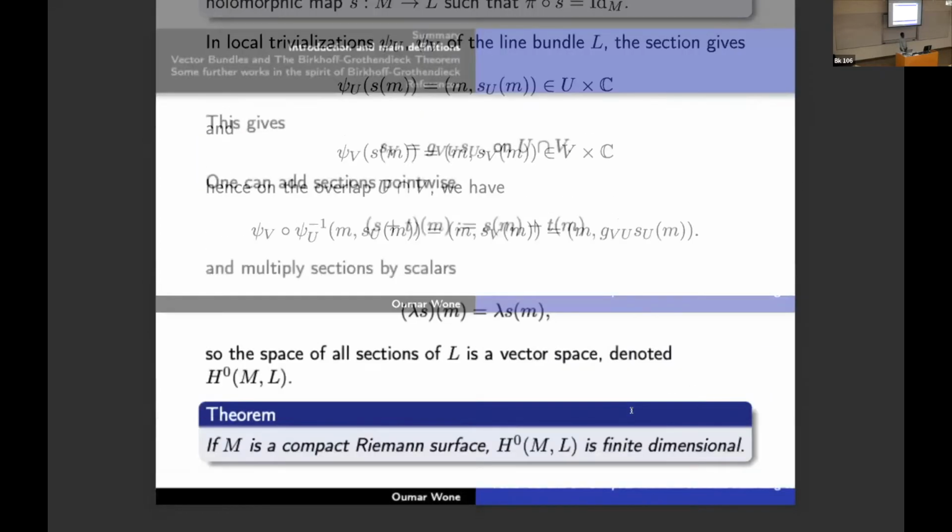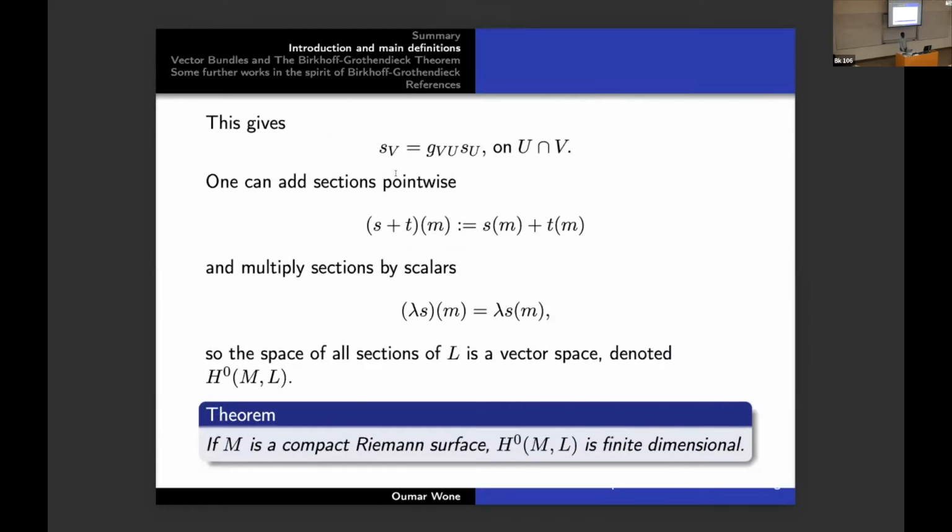And if we translate it, we get Sv equals the transition function times Su. And this is how one defines in general locally a section of a line bundle. Now, given two sections, we can add them pointwise, and we can multiply a section by a scalar. So the space of all sections of a line bundle is a vector space.